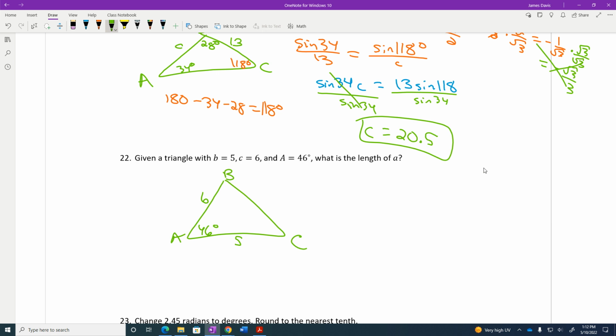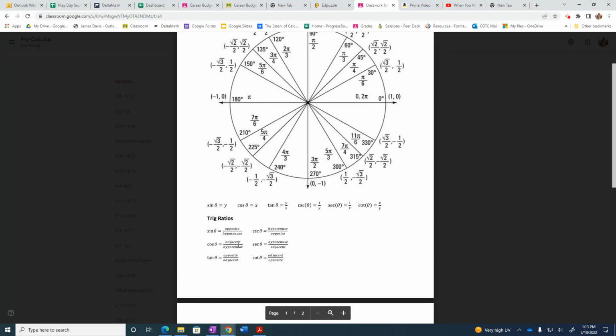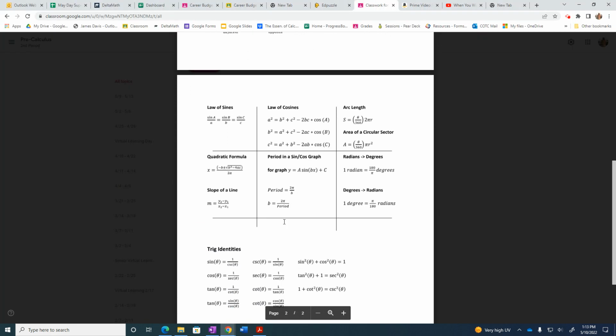This isn't going to work with law of sines because we don't have a pair and there's no way to get a pair, right? We don't have a pair of any of them and we can't figure out either of these other two angles. So if we can't use law of sines, we go to the other option, which is law of cosines. We have right here.